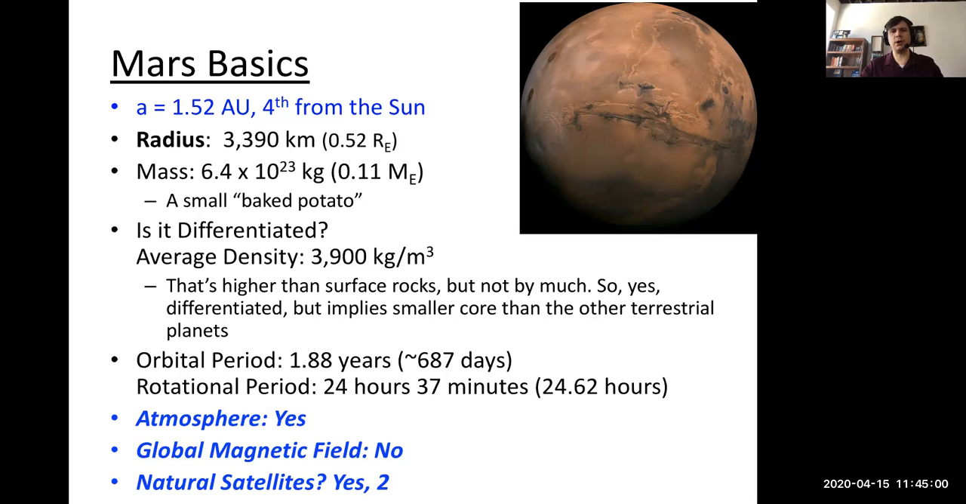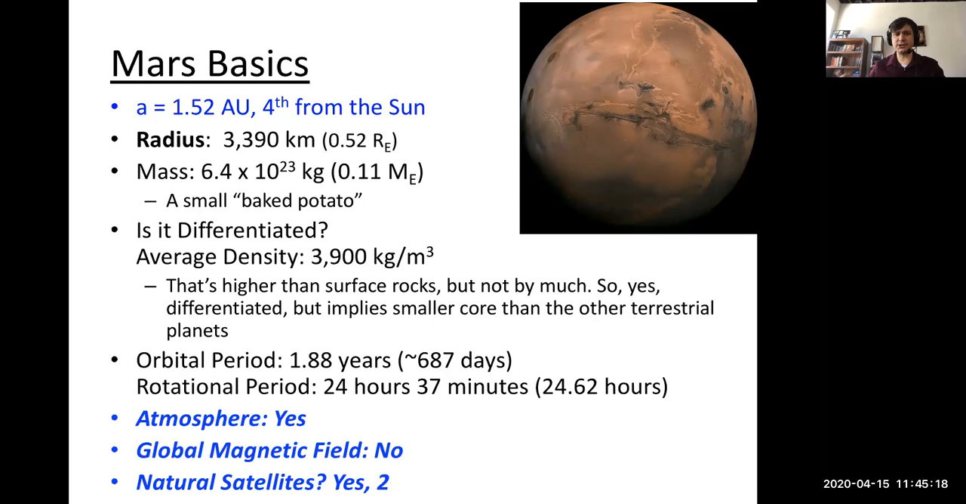If we go through our global magnetic field, does it pass the checklist to generate a magnetic field via a planetary dynamo? This is one small baked potato. Do not expect it to have a magnetic field. And if you look down here at the bottom, no, we do not detect a global magnetic field.